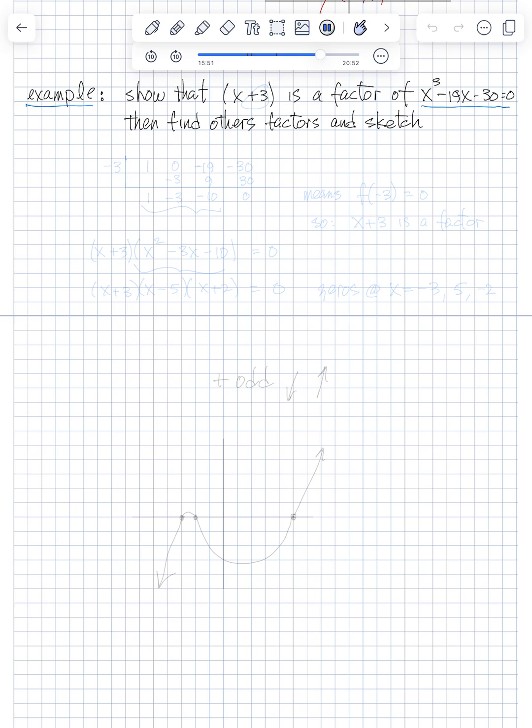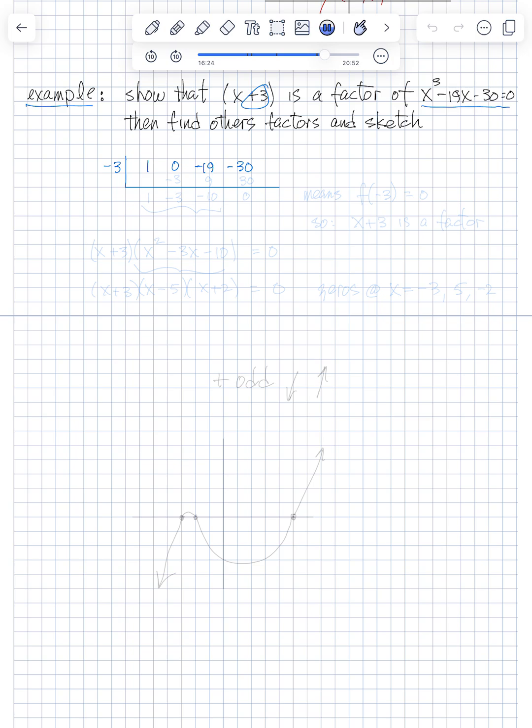Okay, so start out by synthetic division. So we're going to write our line. And this is a plus 3, so we know we're going to put a negative 3 right here. Then we're going to look at all the coefficients. So the coefficient of x cubed is 1. We don't have an x squared, so I'm going to put a 0. Coefficient of x, negative 19. And then we have a negative 30.